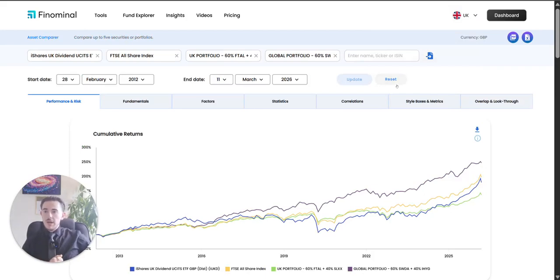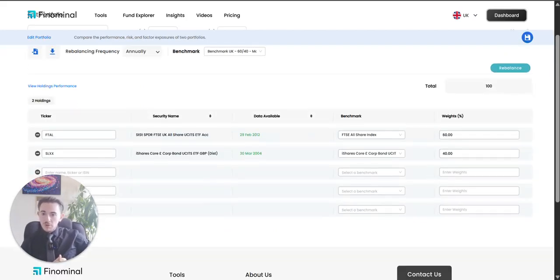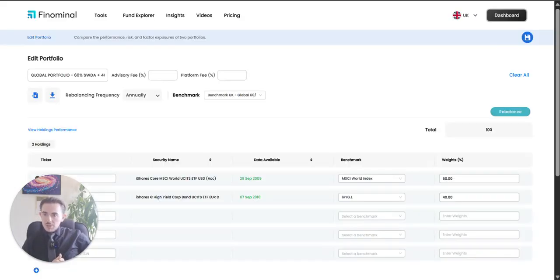So this is now the asset comparer within Finominal, where I've created a UK specific portfolio using 60% the FTSE All Share index and 40% SLXX. Just to show you the underlying holdings, SLXX is the iShares Core Pound Corporate Bond UCITS ETF. The other portfolio we'll be comparing against is the global portfolio, so 60% in MSCI World and 40% in iShares Euro High Yield Corporate Bond UCITS ETF.